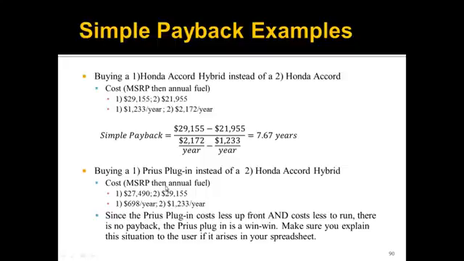So then let's look at another example. This one's a little bit different. If we bought a Prius plug-in instead of a Honda Accord hybrid, what would be your simple payback? If we look at the cost, the Prius plug-in is actually less than the Honda Accord hybrid, and it also uses less money to run per year. Since the Prius plug-in costs less upfront and costs less to run, there is no payback. The Prius plug-in is basically a win-win situation. So if you're building a spreadsheet to calculate this, make sure that if this situation comes up, you deal with it accordingly.